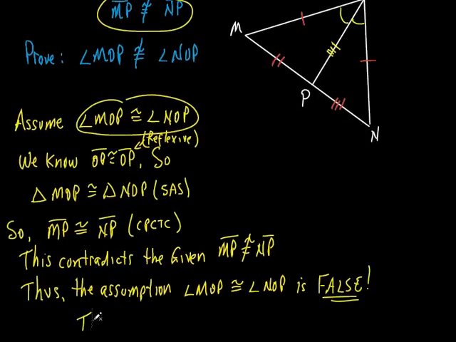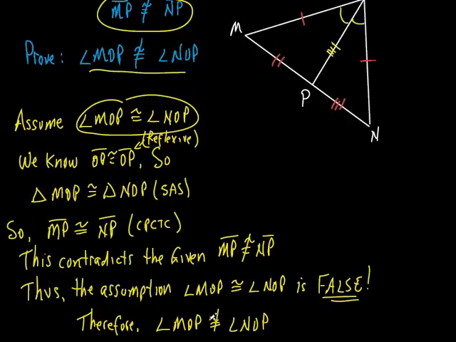Therefore, we always end up with that. Therefore, if this statement is false, then what can we say? We can say that angle MOP is not congruent to angle NOP. And that's what we were trying to prove right there. We went through this, and we actually got it right at the end.